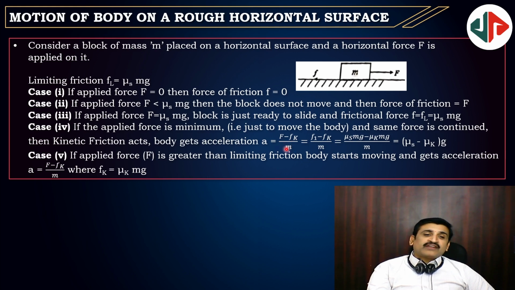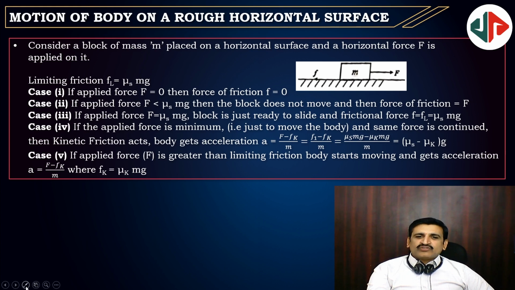If the applied force is equal to maximum static friction, then acceleration is (mu s minus mu k) into g. This is a special case: if you apply maximum static friction force, the body will move with this much acceleration. If you apply more force, then a is equal to F minus Fk by m, where Fk is mu m g.